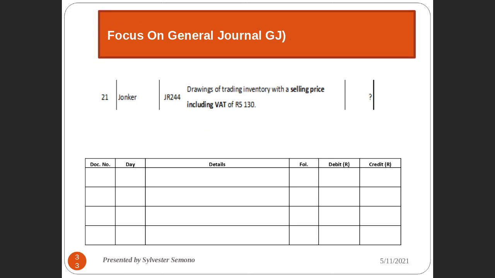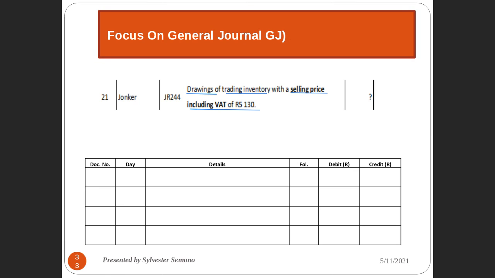Same procedure. Firstly, we need to read. That's the first thing. Let's read. They say draw. This one is easy. They said drawings of what? Of trading inventory. Already I see the accounts with the selling price including VAT.